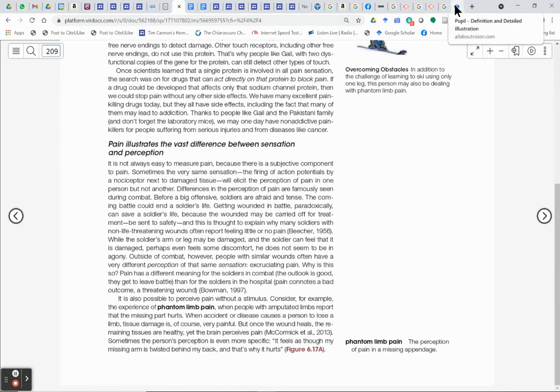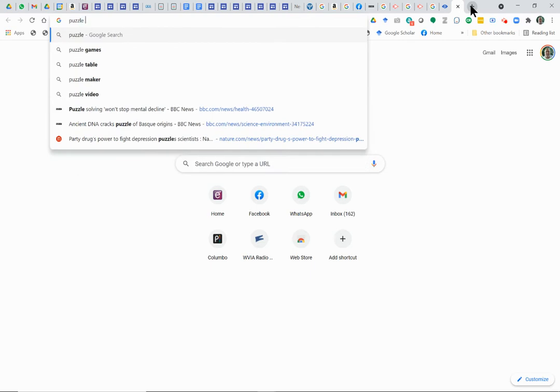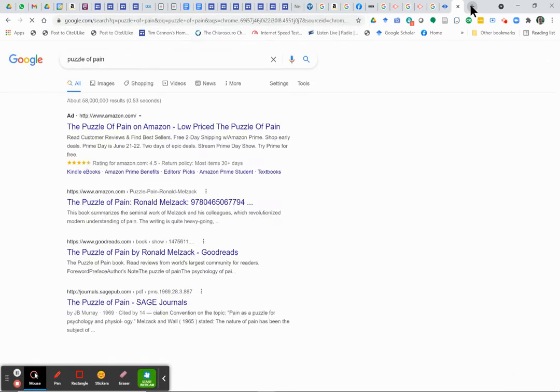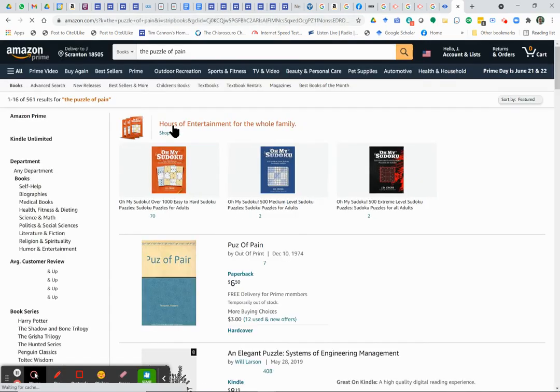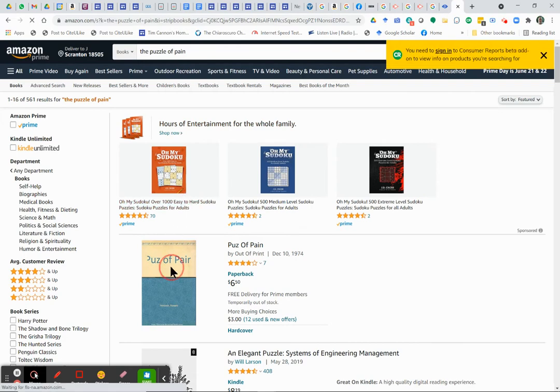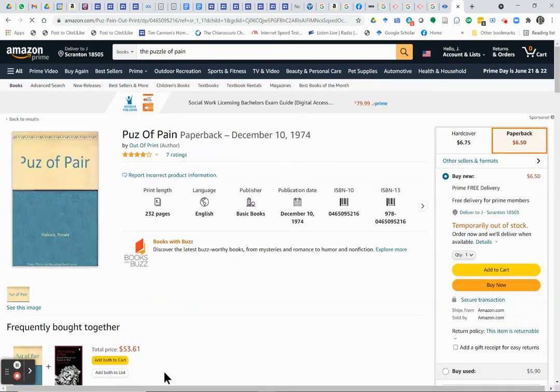Let me add something for you. The Puzzle of Pain. This was important to me back in the day, by Ronald Melzack, unfortunately now dead. But this was written for the general public, and it's old. And there's a newer book, The Challenge of Pain. You're going to experience pain directly or in your relatives during your lifetime, and you probably already have in terms of chronic pain.